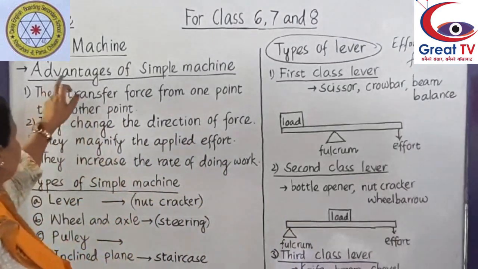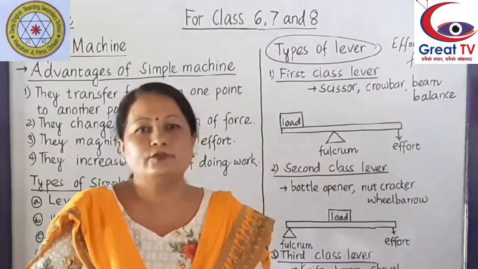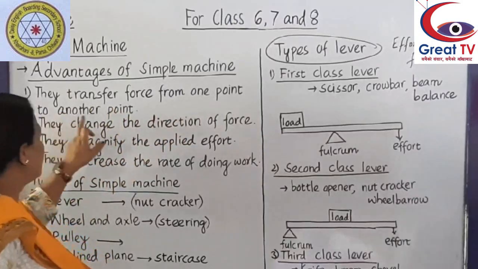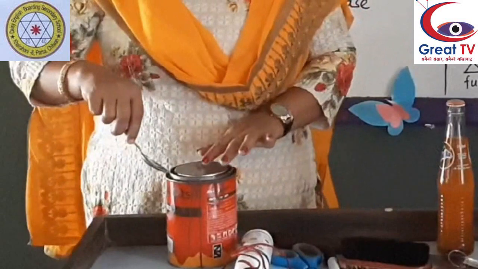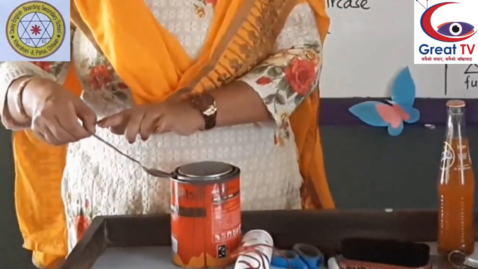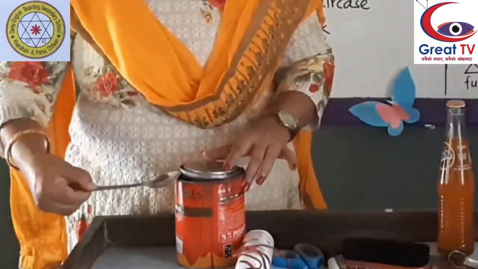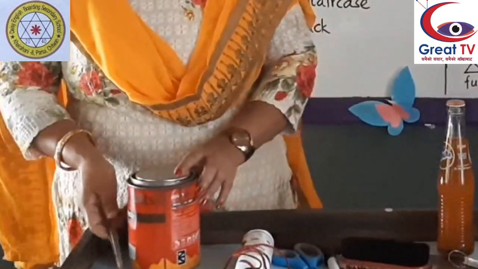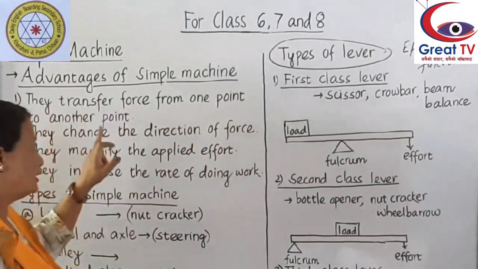Now, the advantages of simple machines. That means, how do simple machines work? Number one, they transfer force from one point to another point. We use a spoon to open a tight lid of a tin can. We apply force at this point and the force is transferred to that point, and we can open the lid of the tin can. So simple machines transfer force from one point to another point.